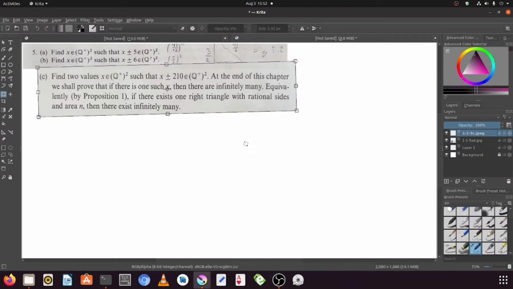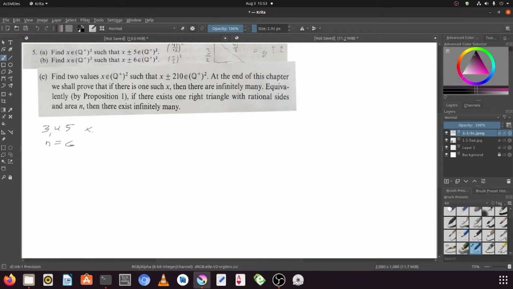This exercise is another application of proposition 1, and we just have to use problem 2 and proposition 1. So we start with the congruent number 6 that came from triangle 3, 4, 5. And it actually has the area 6, so it's straightforward. X equals the square of half the longest side.